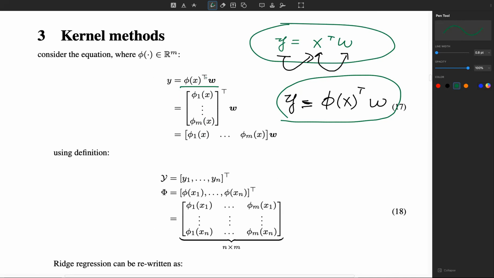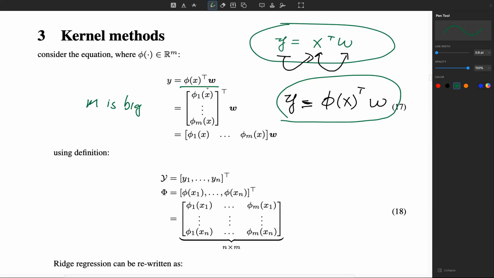So X is not 1D, right? X could be low dimensional, but you try to project your X into an M dimensional, high dimensional representation. So let's just say M is actually big. The value of M is big.